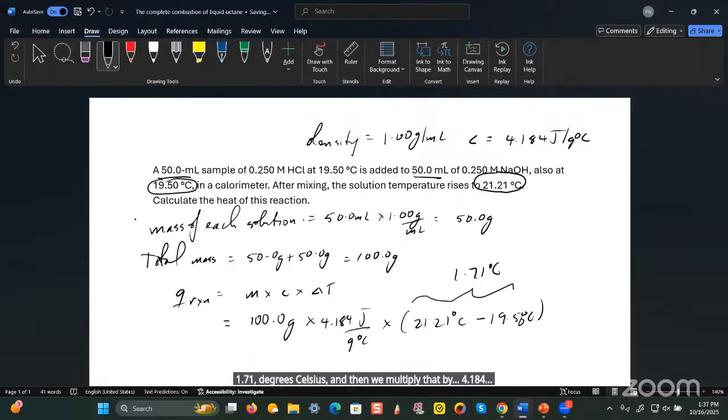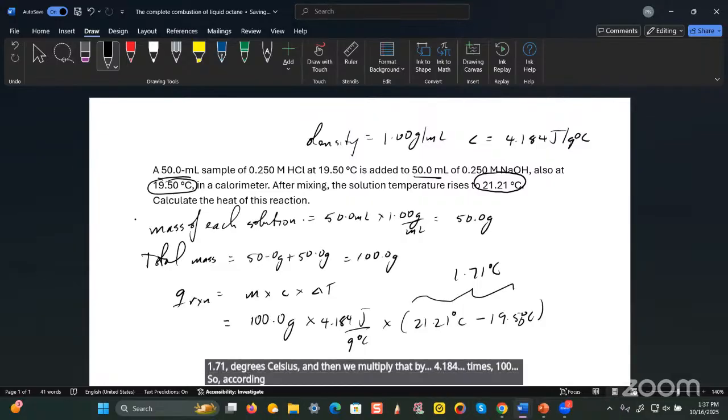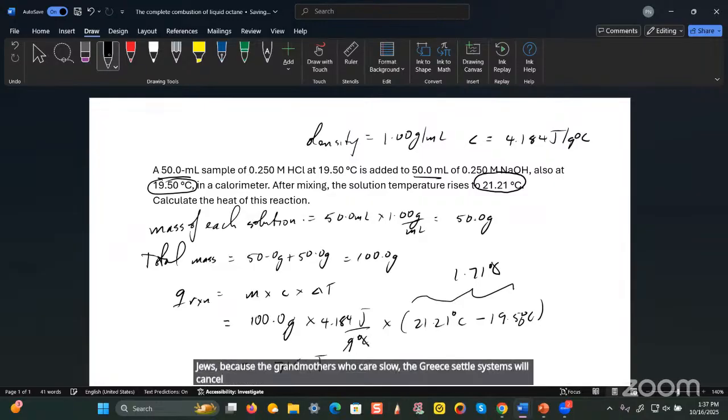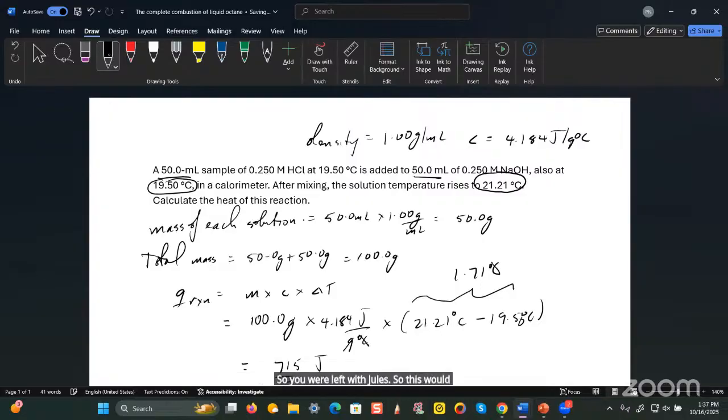4.184 times 100. So according to my calculation, the Q of the reaction is going to be equal to 715 joules, because the gram units will cancel out, degrees Celsius will cancel out, so you'll be left with joules. So this would be the final answer, all right? And that's it for that question. Any questions about this? Any questions?